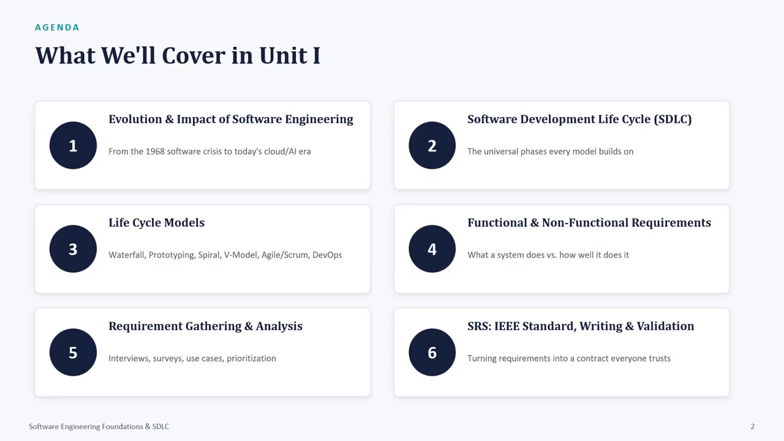What we will cover in Unit number 1: the first one is evolution and impact of software engineering. Second one is software development life cycle. Third is life cycle models. Fourth is functional and non-functional requirements. Fifth one is requirement gathering and analysis. Sixth one is SRS, IEEE standard writing and validation.